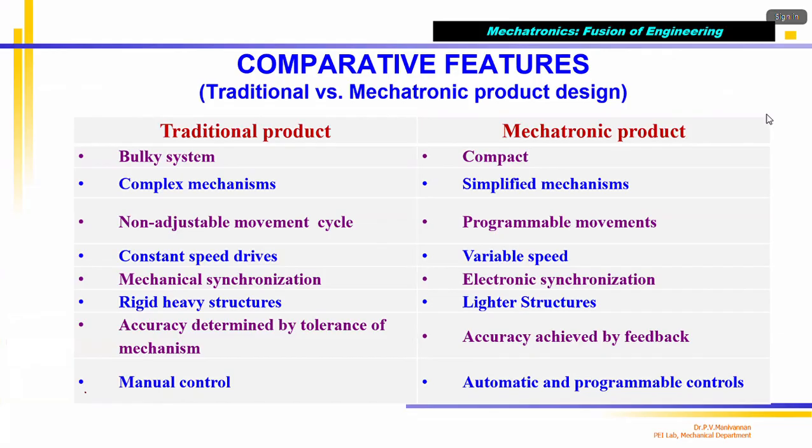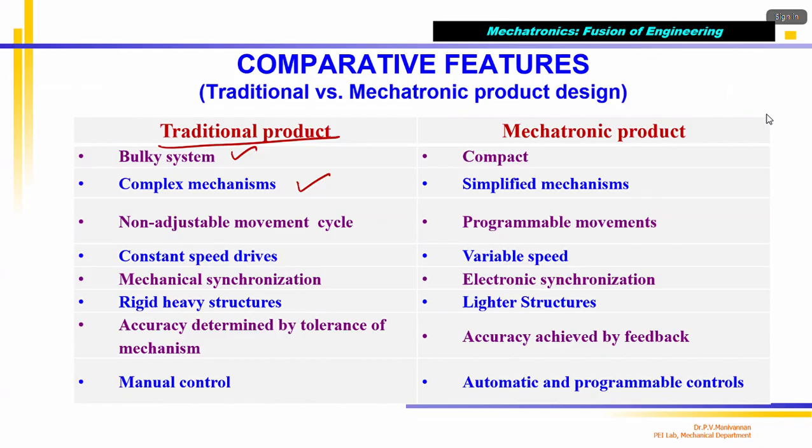Correct? So what is the main comparative feature? Advantage, disadvantage. Note down the points, very important. So in traditional design, the system is bulky. Traditional system, bulky, complex mechanism. If I want to do anything, I have to add gears, links, joints, all those things. Even if I want to do a little automation, I can do it mechanically, adding more links, more gears. So my machine becomes bulkier. Still, it is manually controlled.